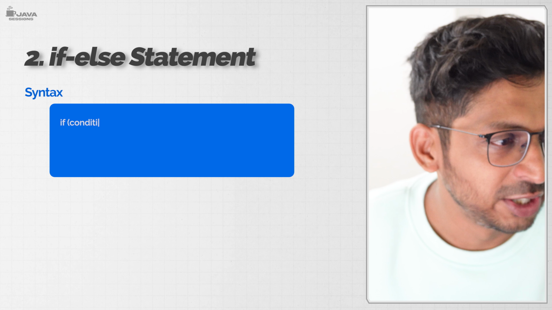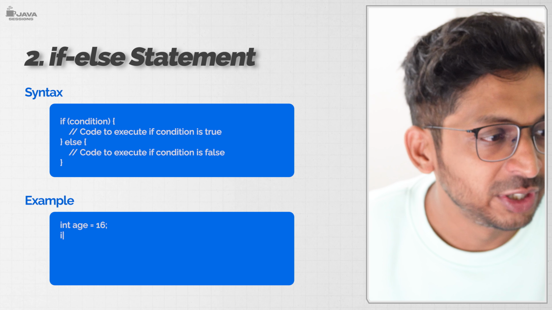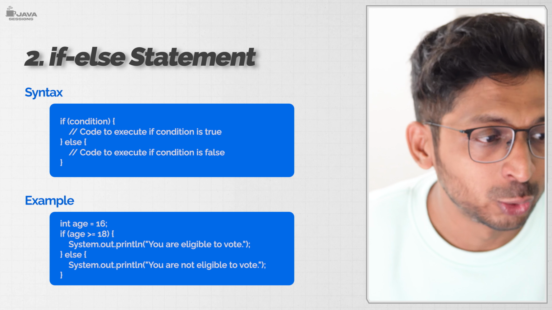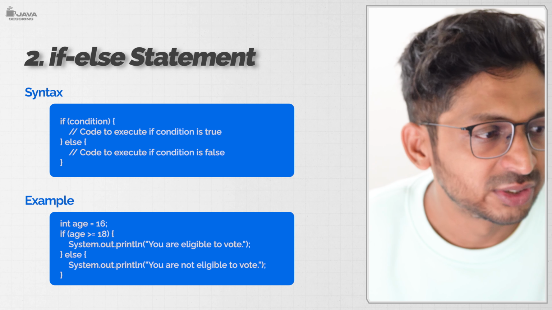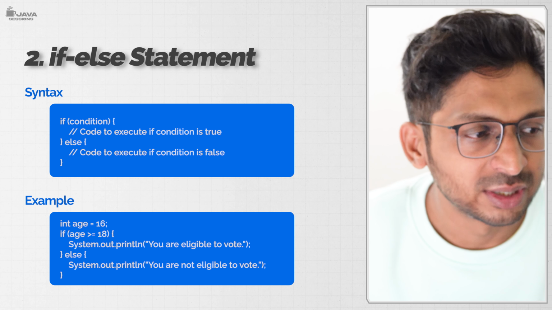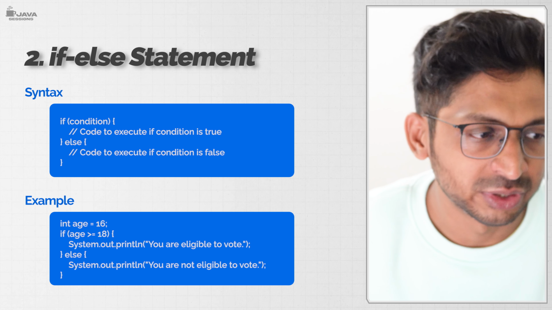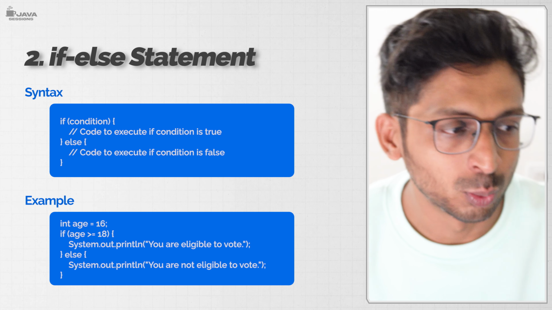In this case, age is defined to be 16, and if age is greater than 18, this is going to print you're eligible to vote, else it is going to print you're not eligible to vote. In this case, the age value is 16, that is, this condition stands false, and that's the reason this is going to be executed as a part of the else code block.